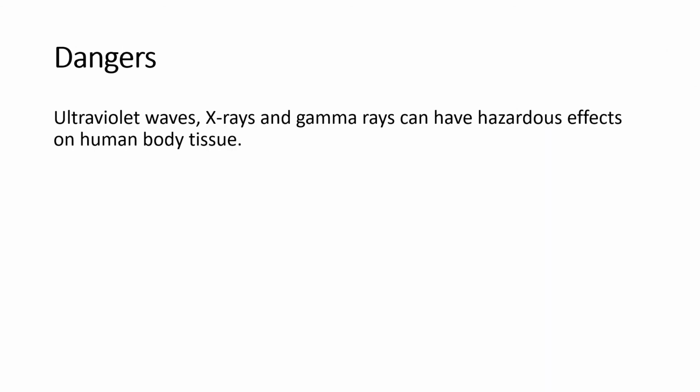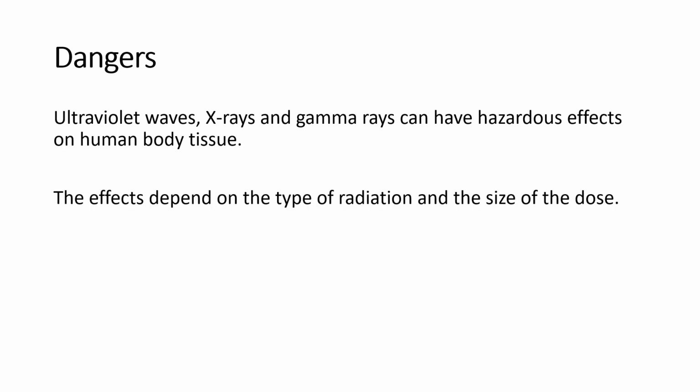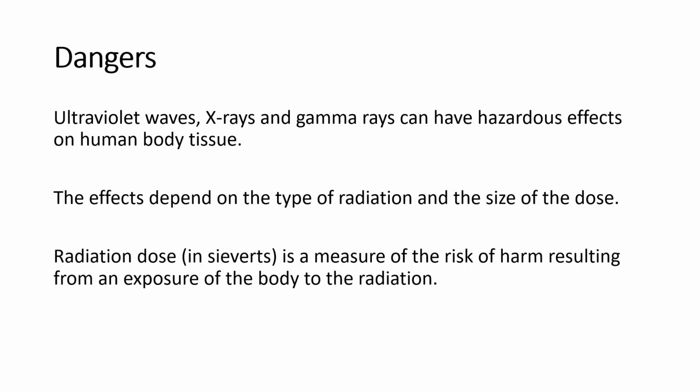Ultraviolet waves, X-rays and gamma rays all have hazardous effects on the human body. And the effects depend on the type of radiation and the size of the dose. Radiation dose is measured in sieverts. It measures a risk of harm resulting from an exposure of the body to the radiation. You don't need to remember sieverts, but they might use them in an exam question. And remember, 1000 millisieverts is equal to 1 sievert.